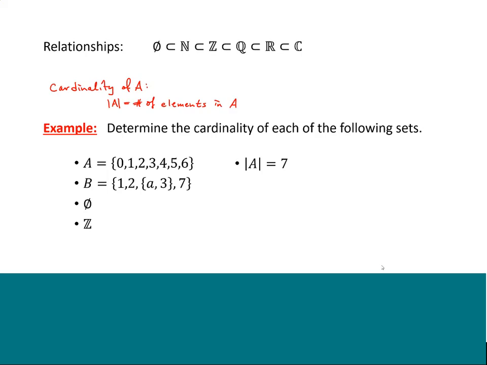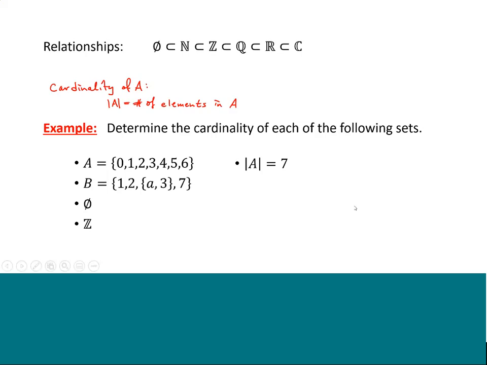Now, if we look at this example and we look at set B right here, any guesses what the cardinality of set B might be? So the cardinality of set B actually turns out to be 4, and that's one that we looked at last time, and we actually talked about that number 4.